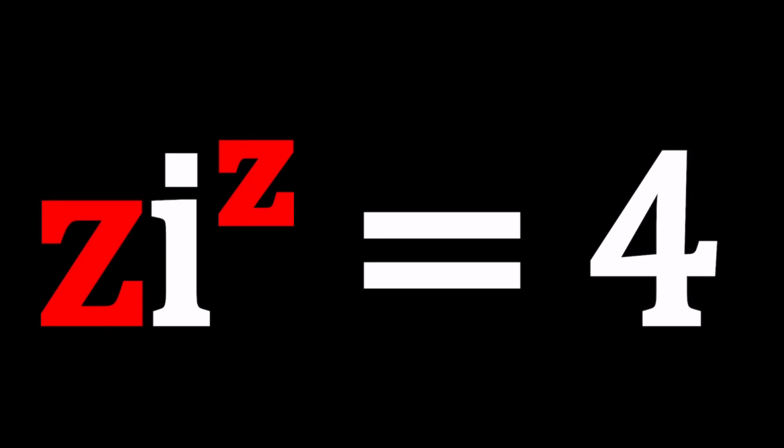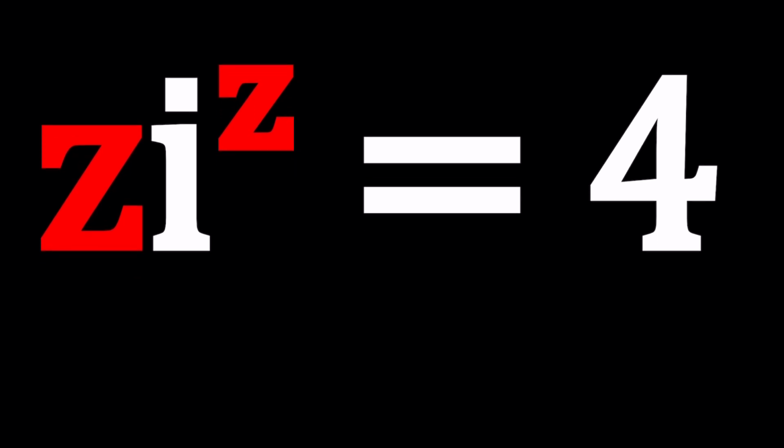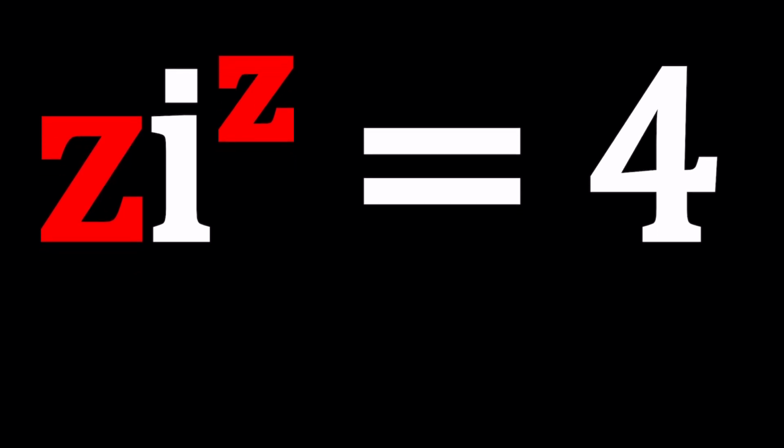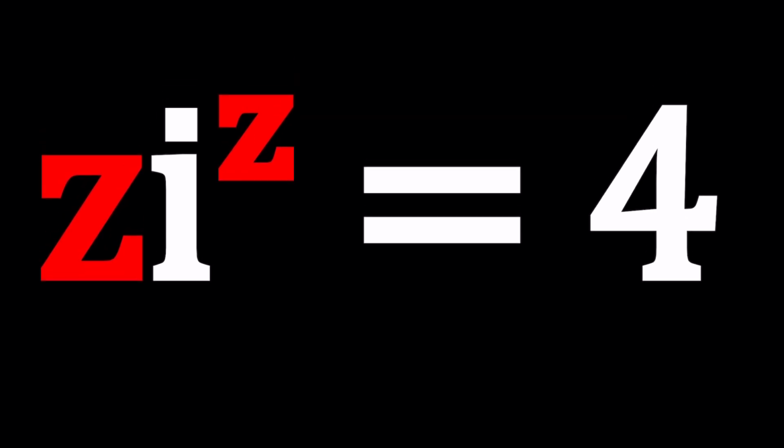This channel is all about complex numbers, and in this video we're going to be solving an interesting equation with complex numbers. We have z times i to the power z equals 4, and we're going to be solving for z values. At this point you're probably guessing, hey, this is a solution that works, and so on, but we're going to be looking at the general solution. We're also going to be looking at some results from Wolfram Alpha at the end to check what it gives us.